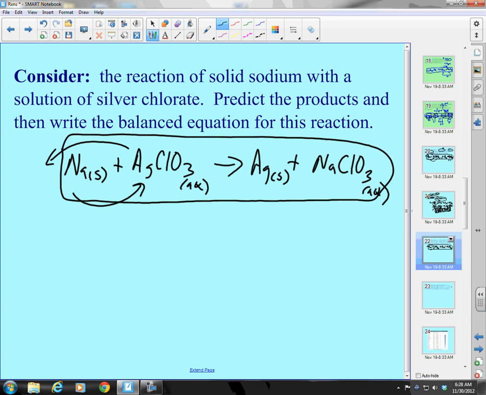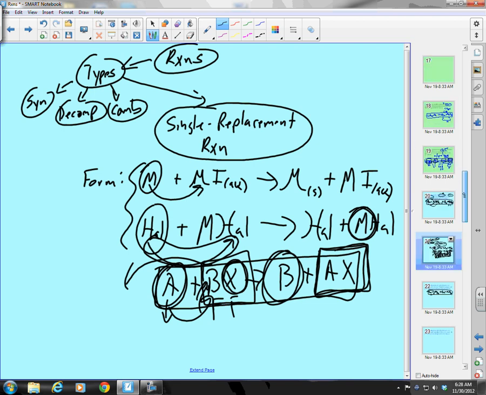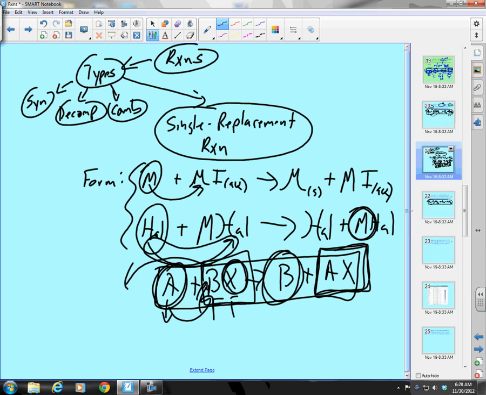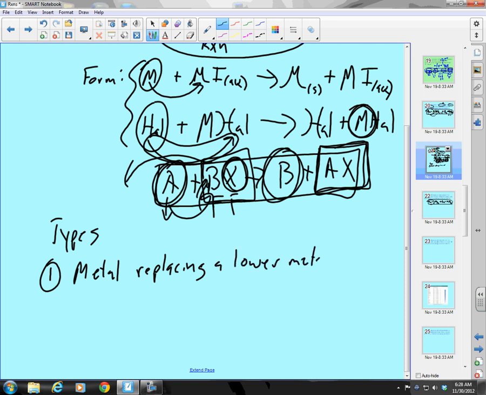Good. And what do we call this? We call this a type. Let's talk about the types of single replacement. Type number 1 is what we call a metal replacing a lower metal in solution. And you'll understand what we mean by lower metal in a second.